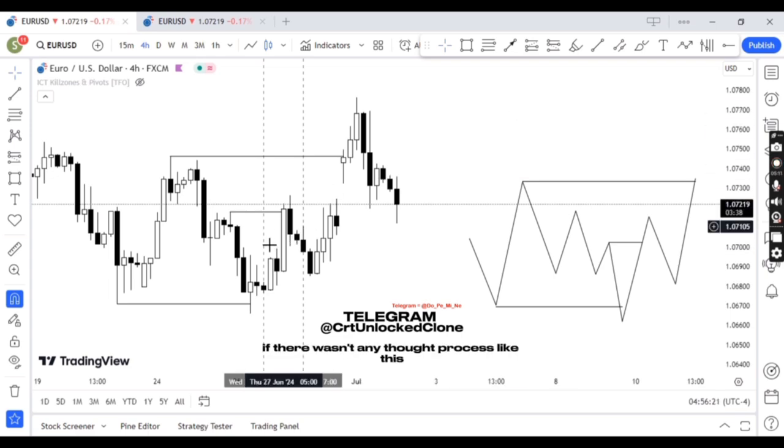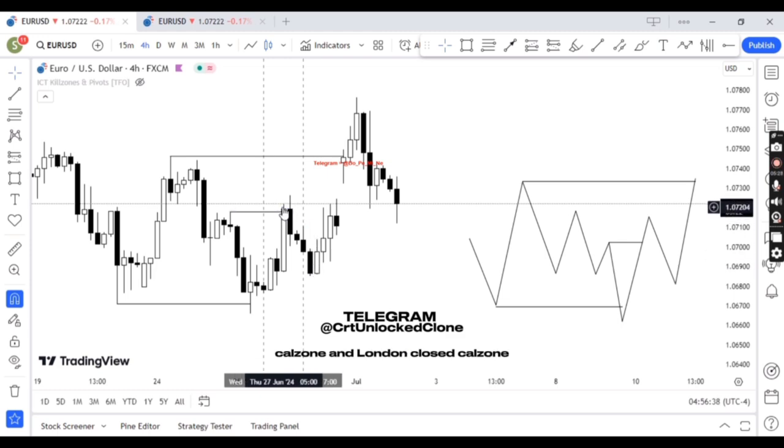Obviously if there wasn't any thought process like this, then we wouldn't have expected anything as such. But right here we've got a proper reason for why price should retrace before moving higher, and for that we matched it with the daily intraday time of New York kill zone and London close kill zone.